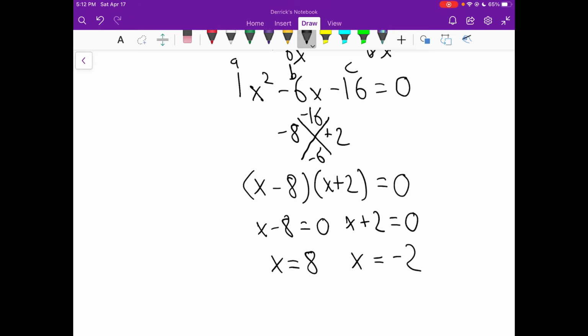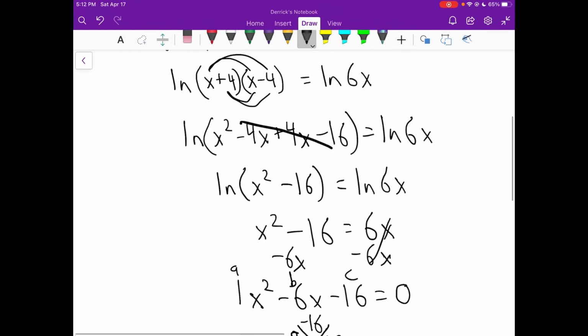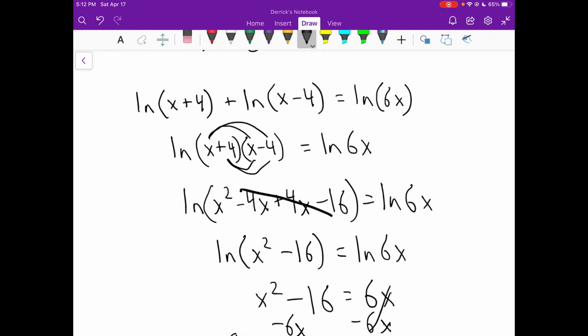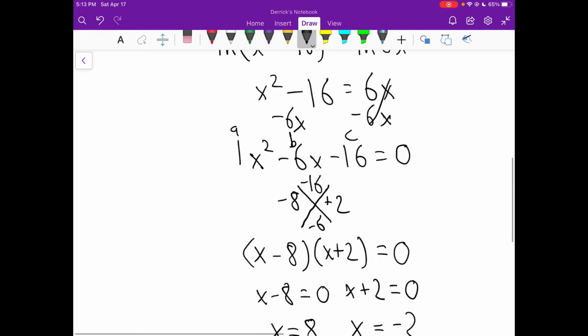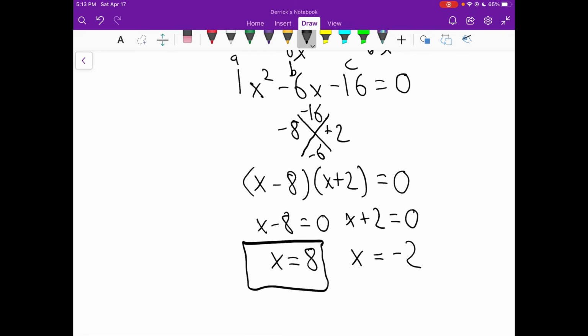So we need to take both 8 and -2 and plug them back in to the original equation to see if either of them causes any of our logs to become negative. So we'll scroll all the way back up to the top. And for example, let's start with 8. So we're saying if we plug in 8 to any of these three places, does it give us a negative number? Well, 8 plus 4 is 12. That checks out. 8 minus 4 is +4. That checks out. And 6 times 8 is 24. That checks out.